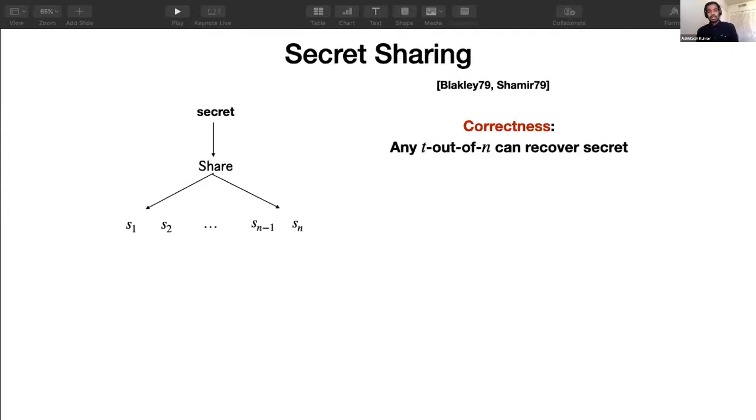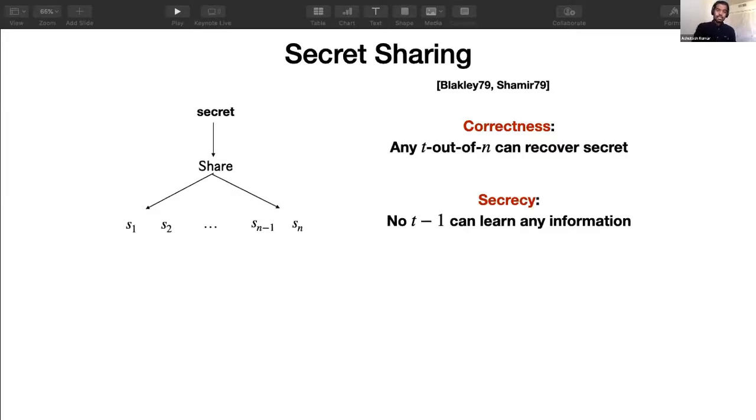So let me jump to the last setting of secret sharing, which is again in our world of crypto, where basically there's a secret that needs to be shared to n parties, such that any t out of n can recover the secret. But what is required is that no t-1 parties learn any information about the secret. So again, these are fundamental with applications all over crypto.